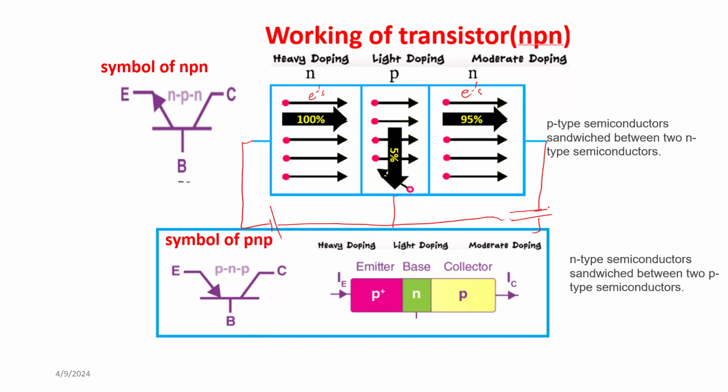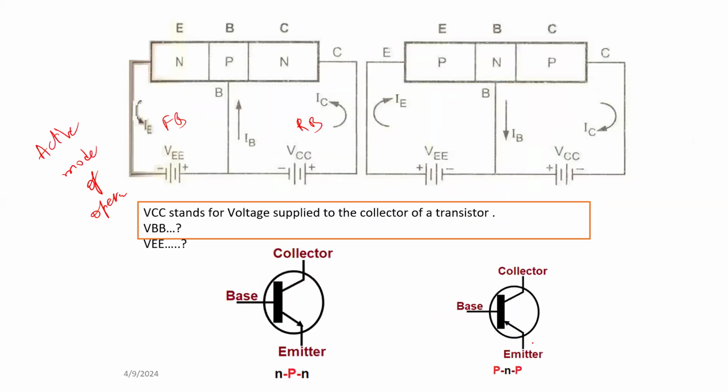This one is positive like this. All these electrons are attracted towards this positive terminal and travel like this in a shape. The majority charge carriers here are electrons. Let 100 electrons travel from the emitter. Only 5% will recombine in the base. And the remaining 95% will travel towards the collector. That is, IE is equal to IB plus IC, you have to write. In the examination, you have to draw that particular circuit, this one. Then IE is equal to IB plus IC, that's enough.